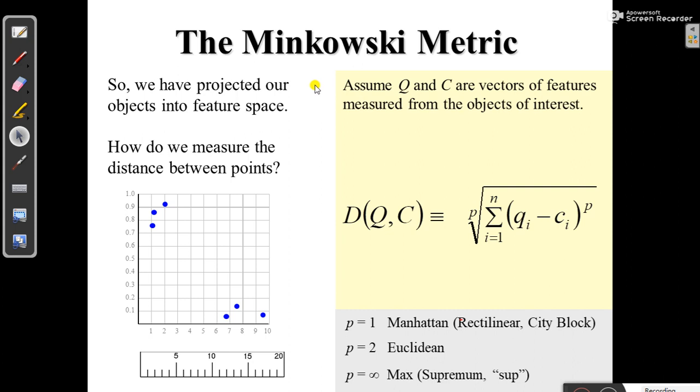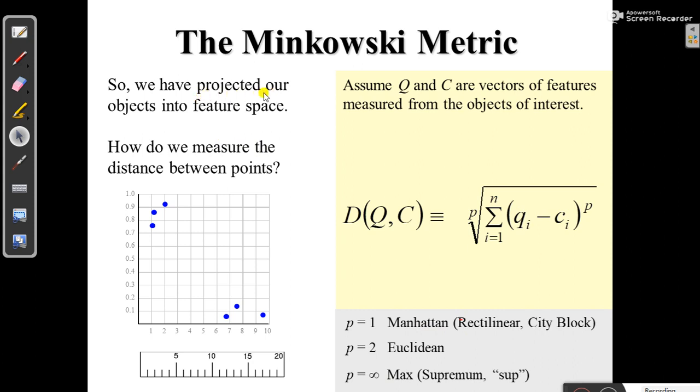Again, there is another metric, the Minkowski metric. Here you can see how we can use that. P equal to 1 gives the Manhattan distance, P equal to 2 gives the Euclidean distance, and P equal to infinity gives the max, supremum distance. Here Q and C are any two objects, and we try to understand the distance between the two objects and take the P-th root over it. The P value will be 1 when we take the distance as Manhattan, and 2 when we take it as Euclidean.